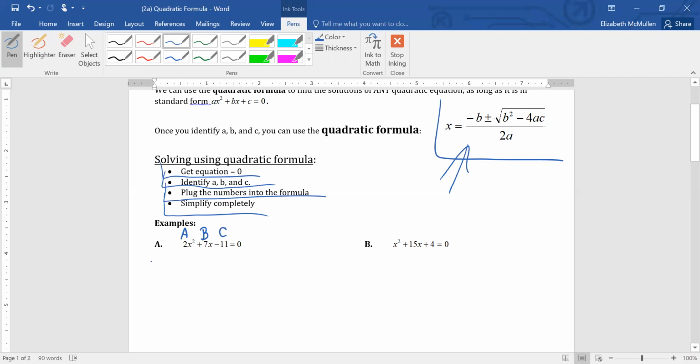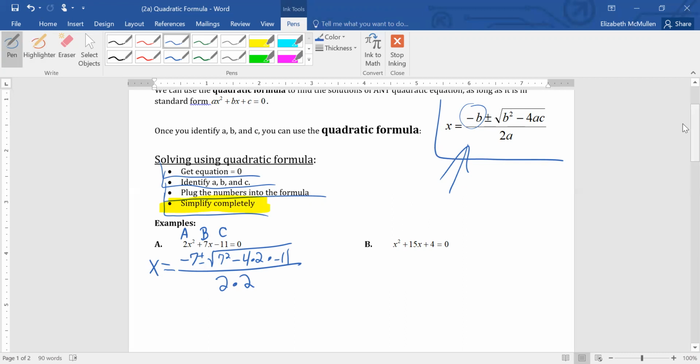So looking at A, we're going to rewrite our formula. So x equals negative b is the first thing. Well, this is b. 7 is b. So we're going to say negative 7 plus or minus the square root of b squared. B is 7. So 7 squared minus 4 times a, which is 2, times c, which is negative 11, all over 2 times a, which is 2. All right, so now we've got it plugged in. Our last step, and this is a super duper important one, simplify completely. All right, so let's work on that.